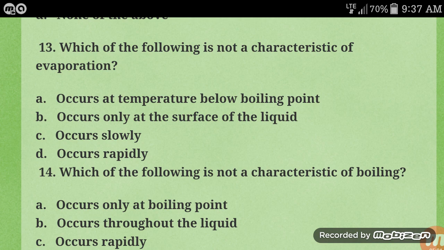Next one, which of the following is not a characteristic of evaporation? Characteristics: it occurs at room temperature below boiling point. It occurs only at the surface of the liquid. It occurs slowly or occurs rapidly. Okay, so the answer here is occurs rapidly.